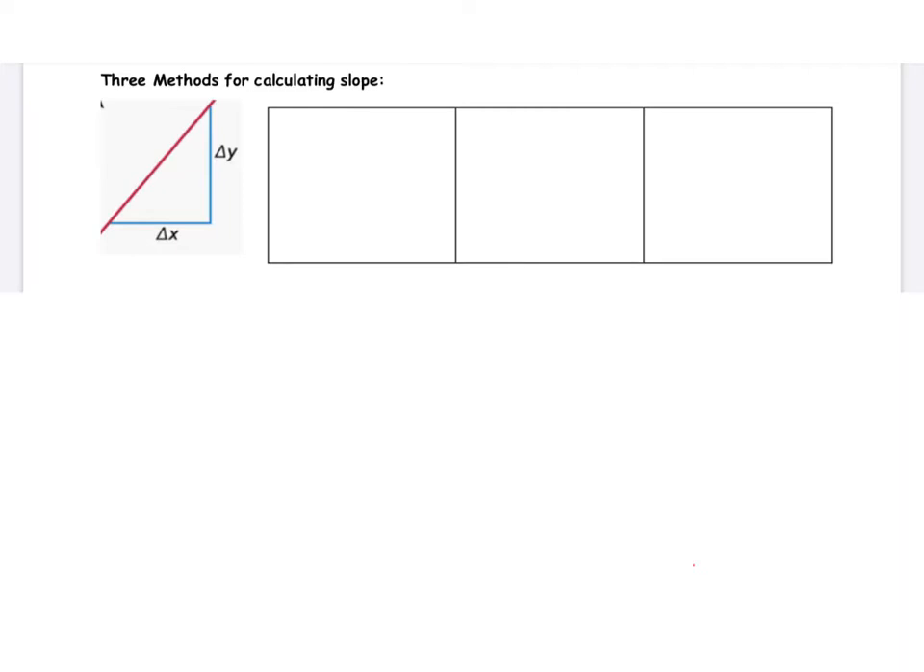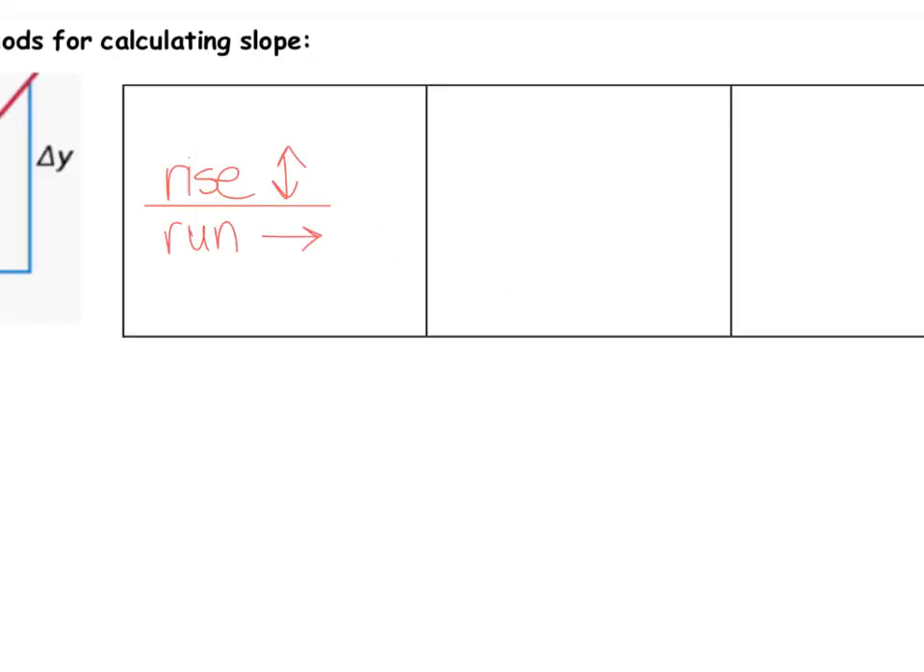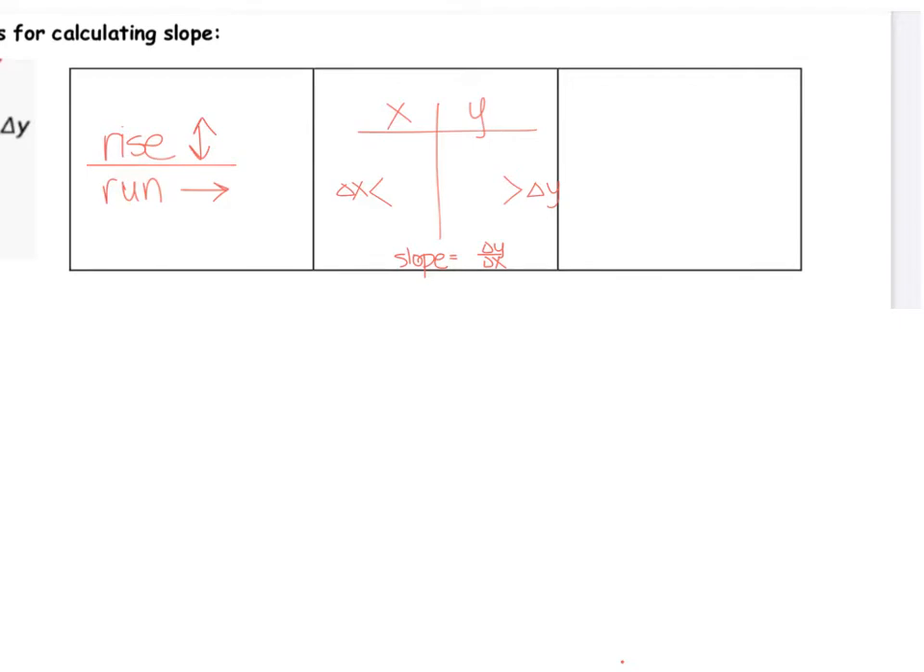So we learned 3 methods in algebra for calculating slope. The first method is rise over run on a graph. The second method is calculating from a table, finding the change in y over the change in x. And the third method is using the slope formula, where you do y2 minus y1 over x2 minus x1.